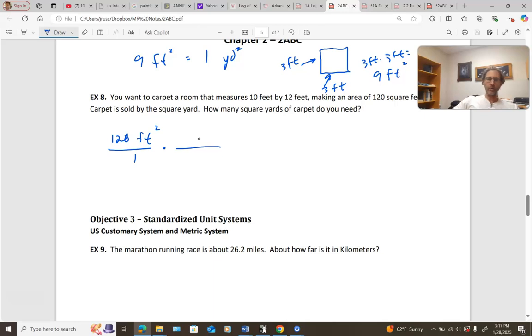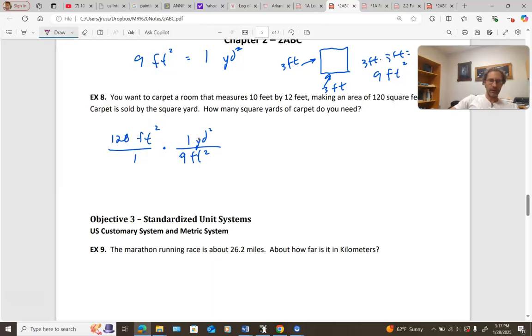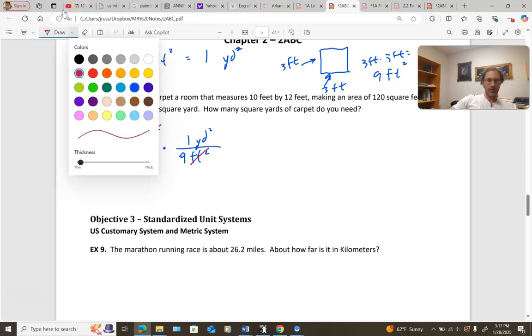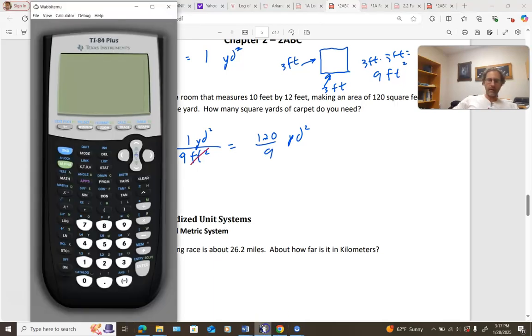Okay. All right, so that's my conversion factor. Now, how do I want to orient this? Well, I want my square feet to cancel. So I'm going to do it this way, so that my square feet will divide out. I'm just going to be left with square yards. So 120 times 1 is 120. Go ahead and carry over your units, square yards. And then this is over 9, so we are going to have to divide.